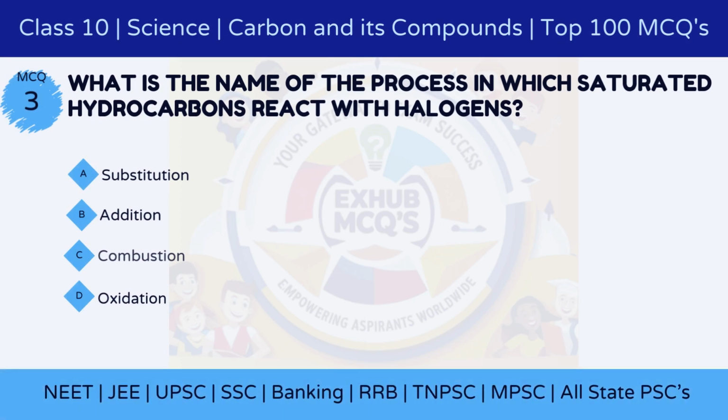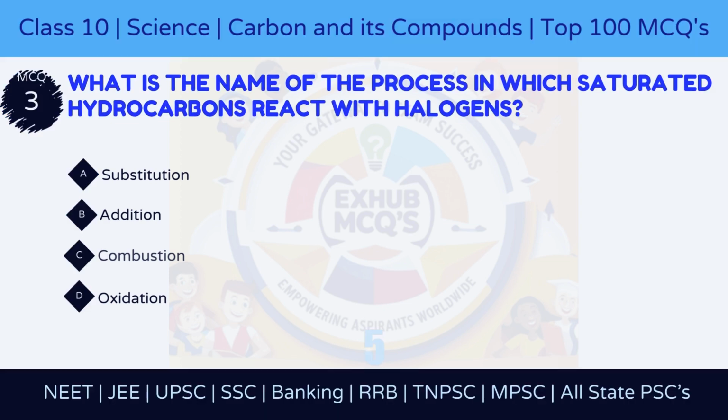MCQ 3. What is the name of the process in which saturated hydrocarbons react with halogens? Option A, substitution. Option B, addition. Option C, combustion. Option D, oxidation.